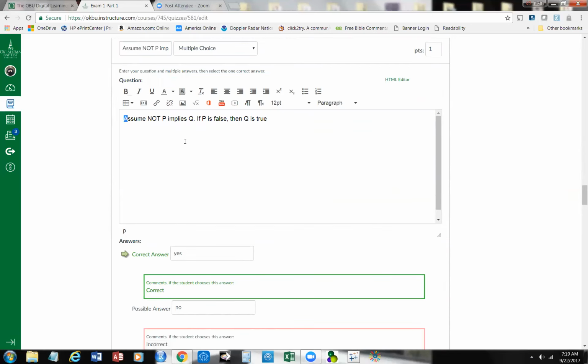Assume not P implies Q. And let's take the font up a little bit. Assume that not P implies Q. So anything that's the opposite of P implies Q. That's the word not. So if P is false, Q is true. And that's correct. The reason is it's a logic question. If not P, anything but P implies Q, and P is false, then Q is true.